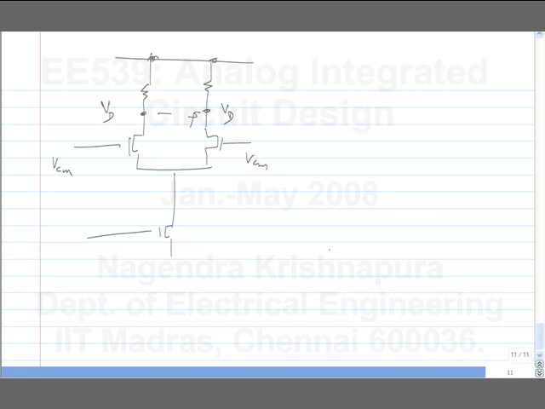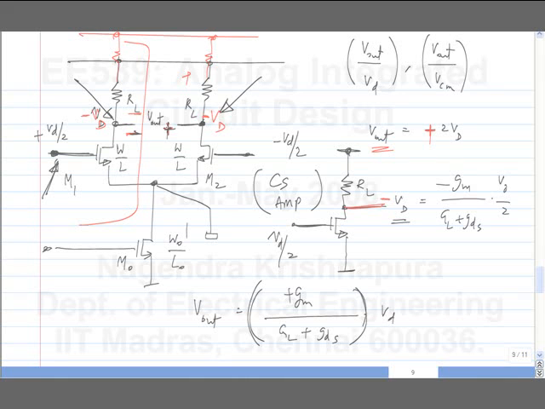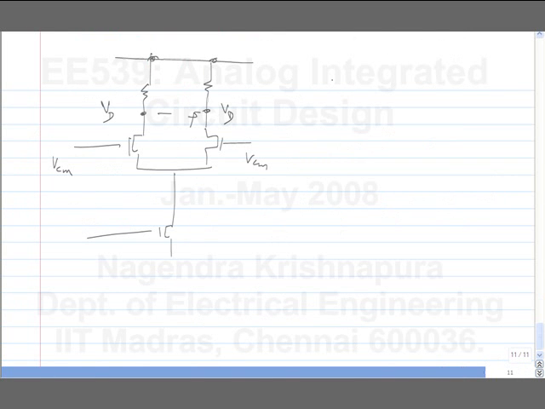So let's say I am interested in the output common mode, rather than the output taken differentially. That is, I want the sum of these two voltages, the average of these two voltages. Then what do I do? So I just analyze this circuit and calculate VD divided by VCM.